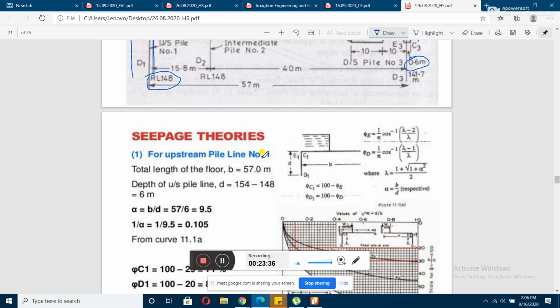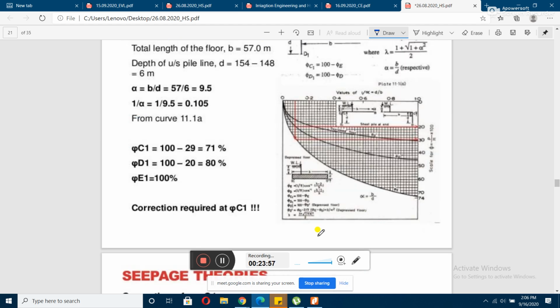So what is the value of alpha? Alpha is B by D, as given in the formula, that is 57 divided by 6, which turns out to be 9.5. So what is the value of 1 by alpha? This 1 by alpha is needed if we use the graph in order to find these particular values.